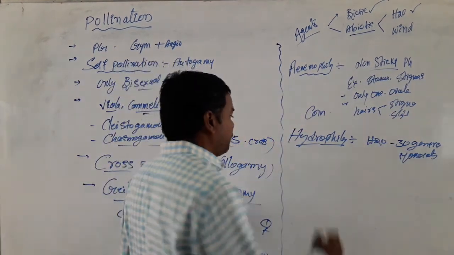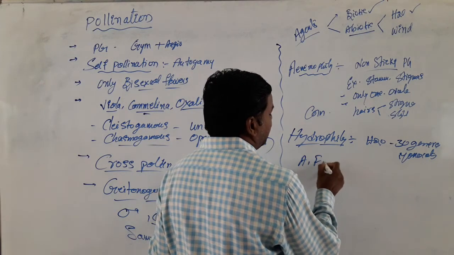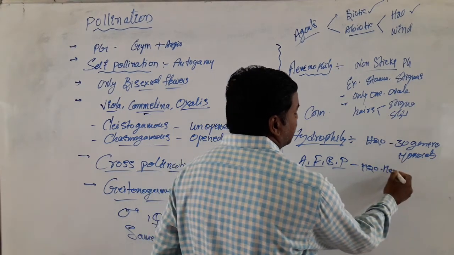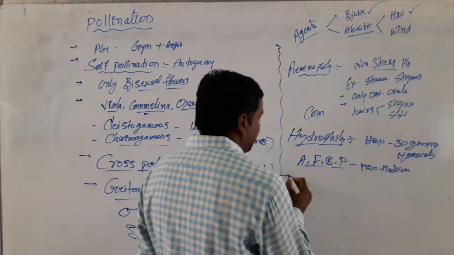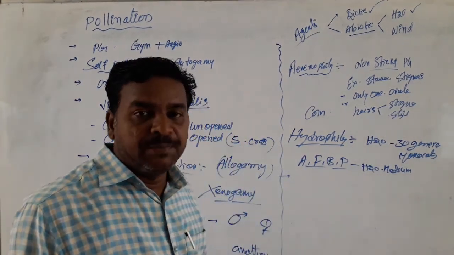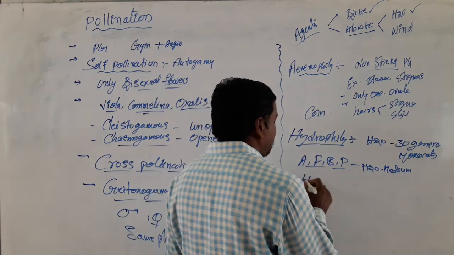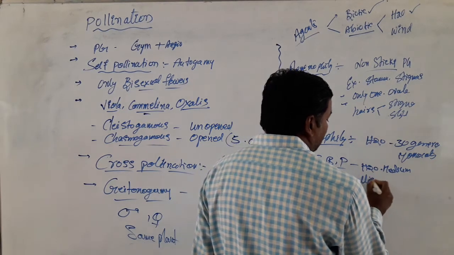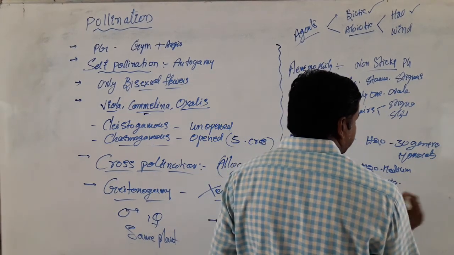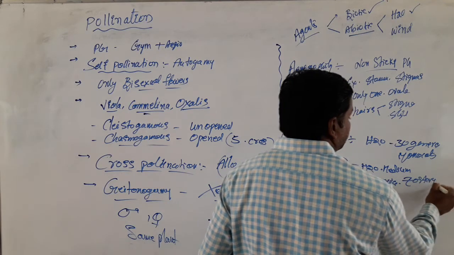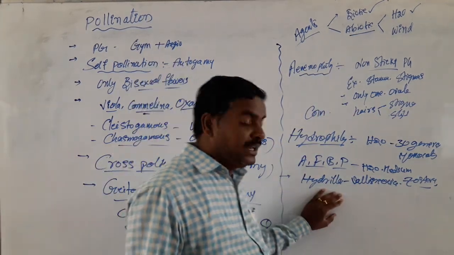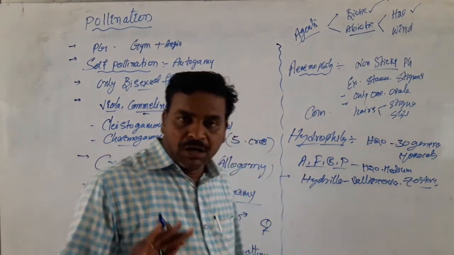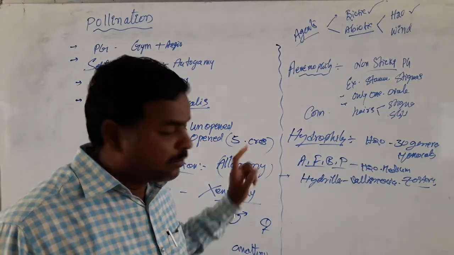In the lower group of plants like algae, fungi, bryophytes and pteridophytes, water is the medium for the movement of male gametes. At the same time, water also helps in hydrophily in some members. Examples are Hydrilla and Vallisneria, which are freshwater plants, and sea grasses like Zostera. In these members, water plays a very significant role in pollination.